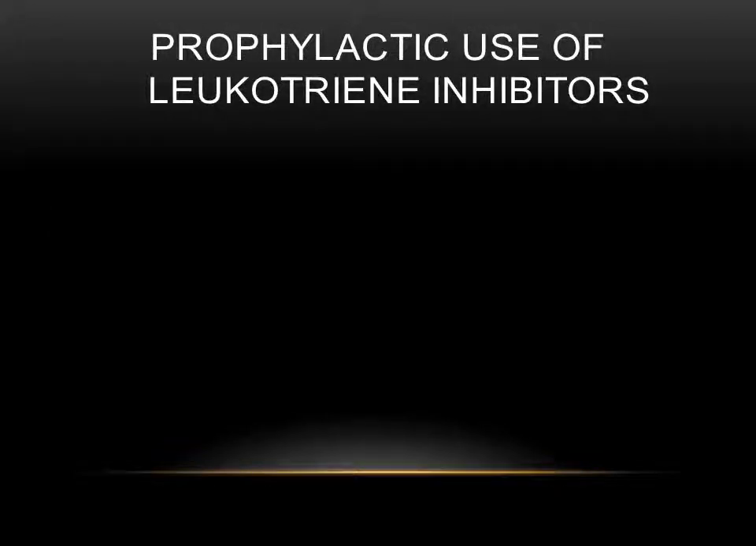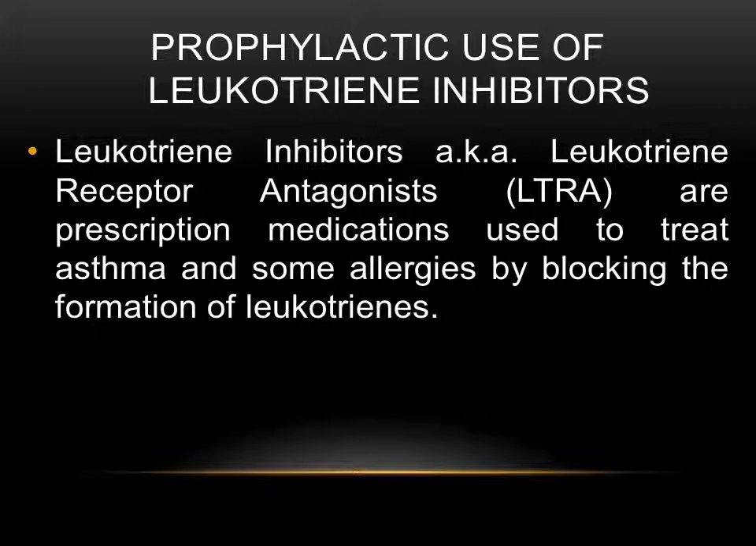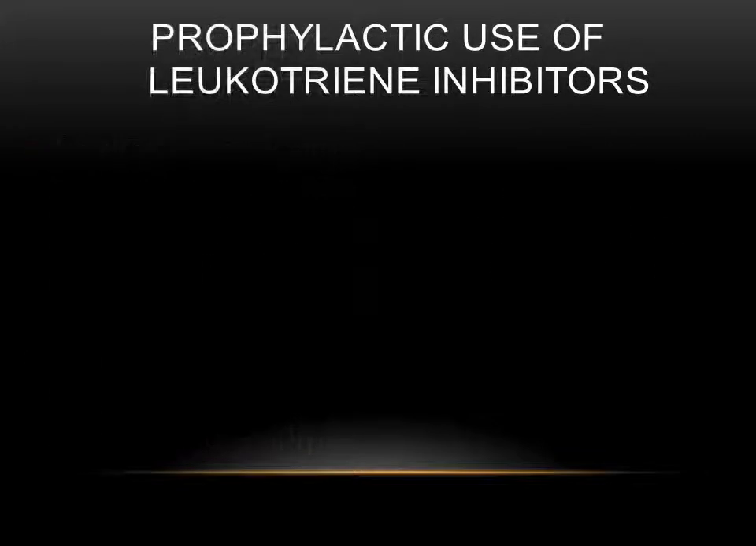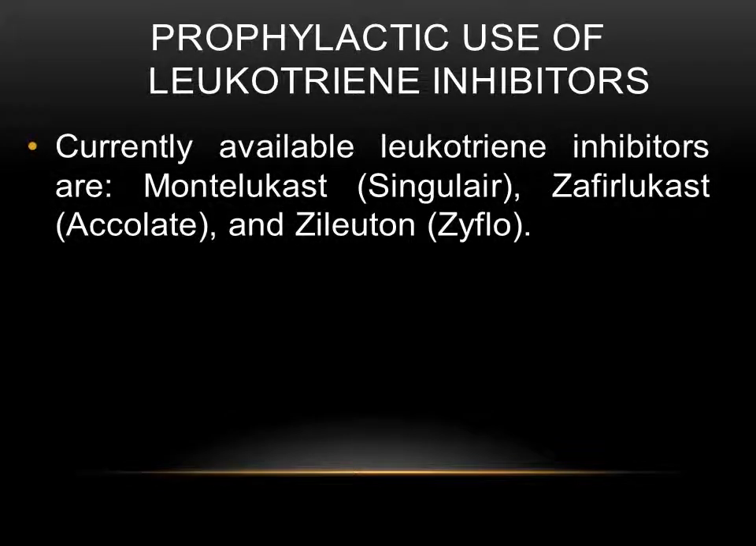Prophylactic use of leukotriene inhibitors. Leukotriene inhibitors, aka leukotriene receptor antagonists, or LTRA, are prescription medications used to treat asthma and some allergies by blocking the formation of leukotrienes. Leukotrienes bind to cell receptors and initiate the chain of events leading to symptoms of allergy and asthma. Currently available leukotriene inhibitors include montelukast, zafirlukast, and Zyflo.